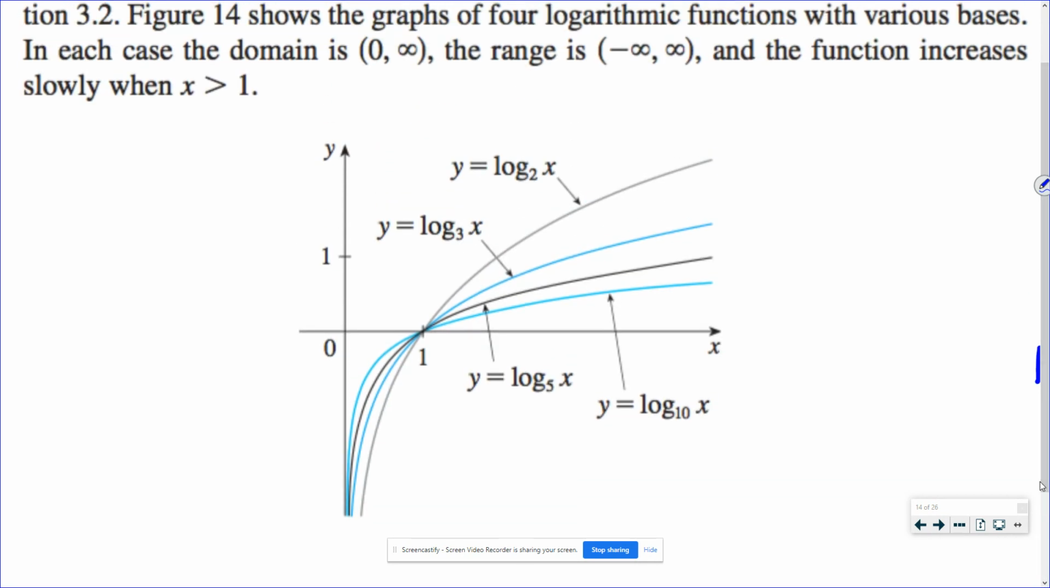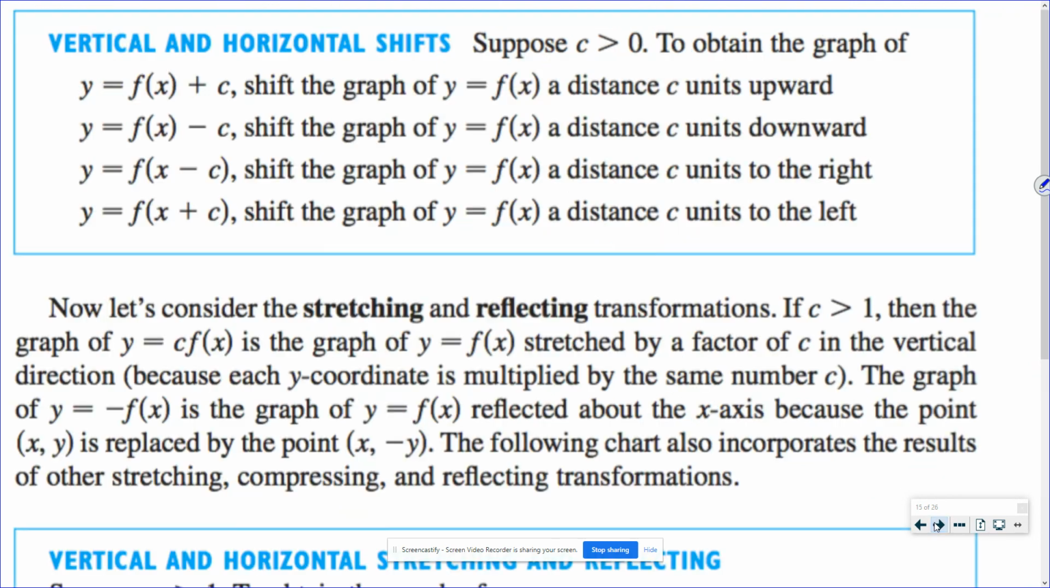Remember, ln is also a logarithmic function. It's the same as log base e. Okay? These two are the same thing. So log base e would also be kind of in the mix there. All right, here we're getting to the point.